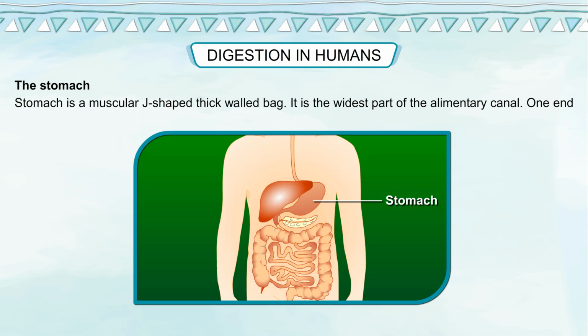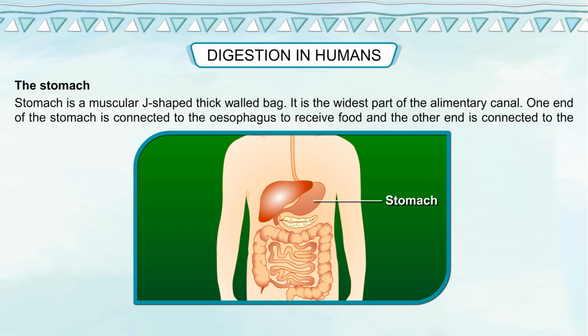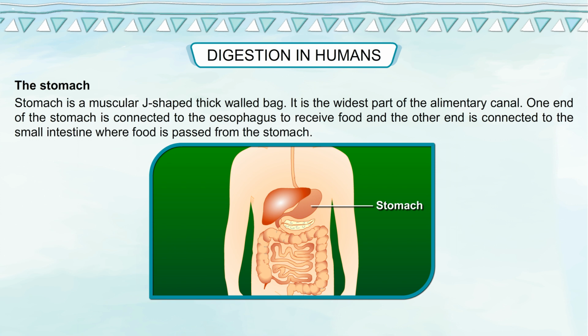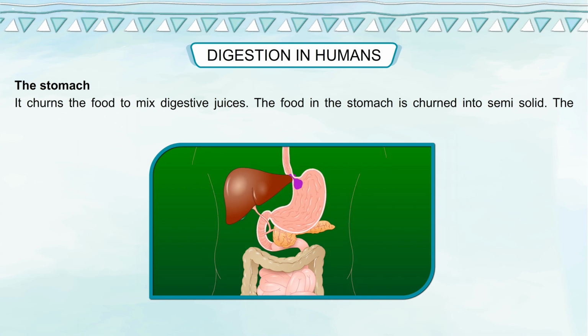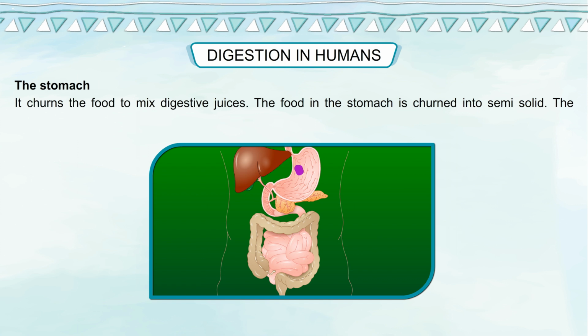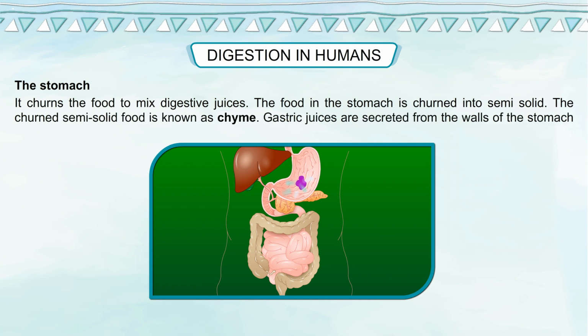The stomach. Stomach is a muscular J-shaped, thick-walled bag. It is the widest part of the alimentary canal. One end of the stomach is connected to the esophagus to receive food, and the other end is connected to the small intestine where food is passed from the stomach. It churns the food to mix digestive juices. The food in the stomach is churned into semi-solid. The churned semi-solid food is known as chyme.